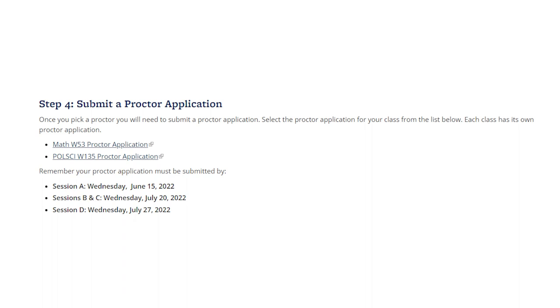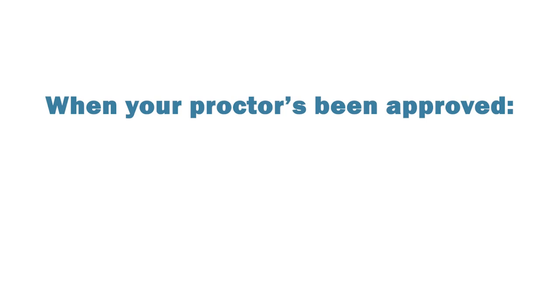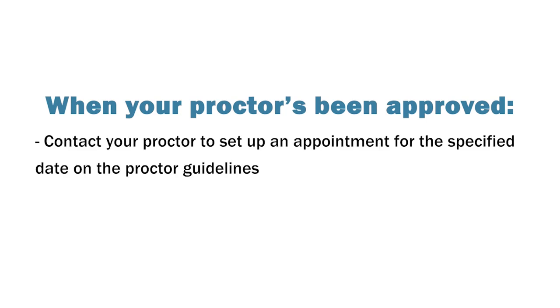Once you've submitted your application, your online learning specialist will work on getting your proctor approved. They will be in touch with you via email on the status of your application. When your online learning specialist notifies you that your proctor has been approved, you will need to contact your proctor and set up an appointment for the specified date on the Proctor Guidelines.